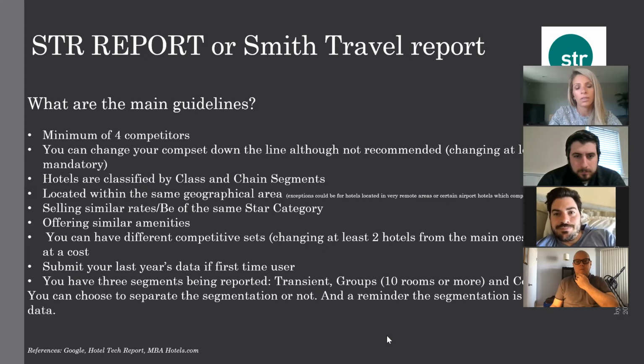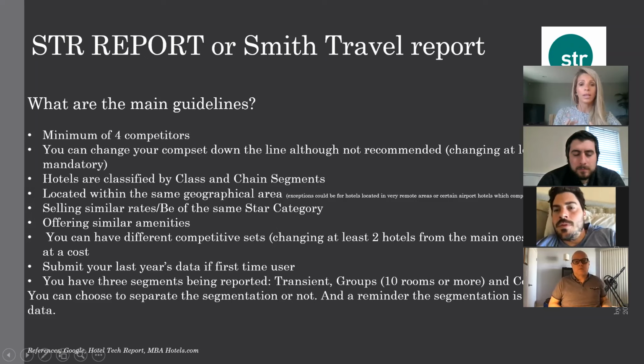We tell hotels, and this is really by STR recommendations, to choose other hotels that are the same class or the same chain segments. So if you have a 4-star hotel in LA and you only have 3-star competitors, you're probably not going to be comparing apples to apples. Or if you're a 3-star hotel and you only have 5 hotels in your competitive set, that's probably not going to play in your favor.